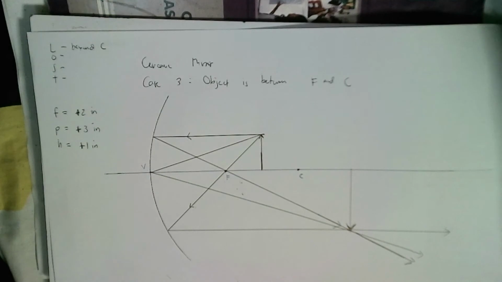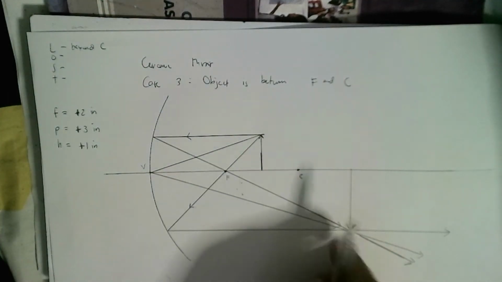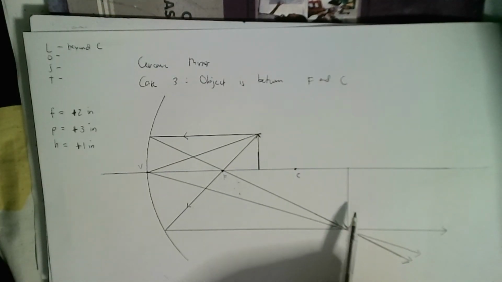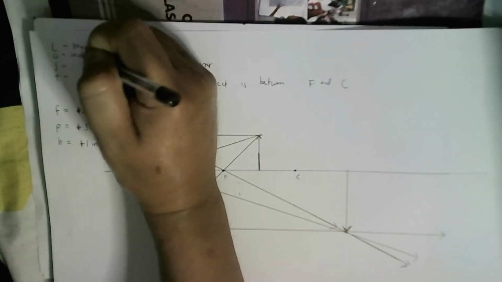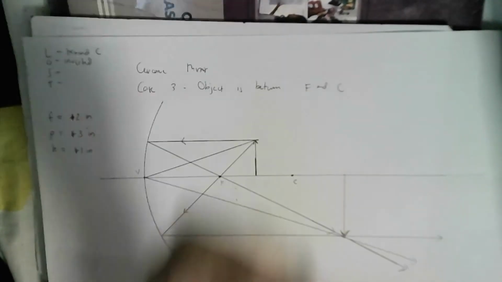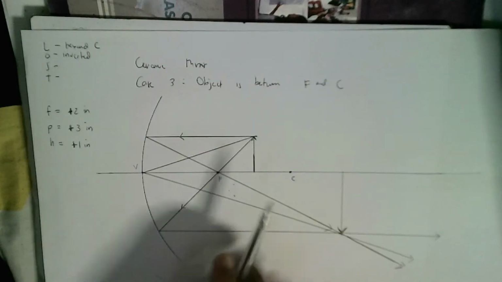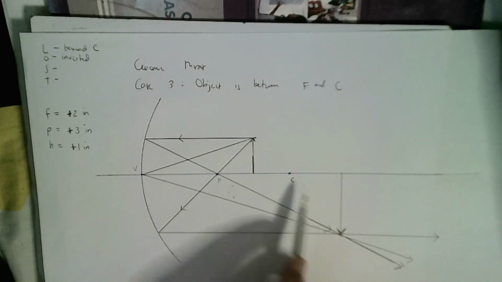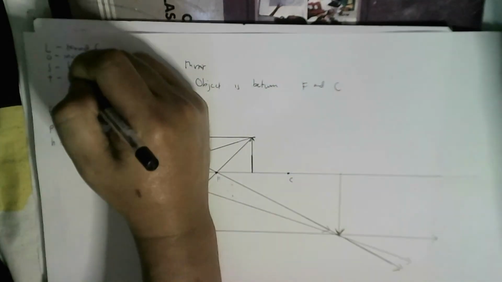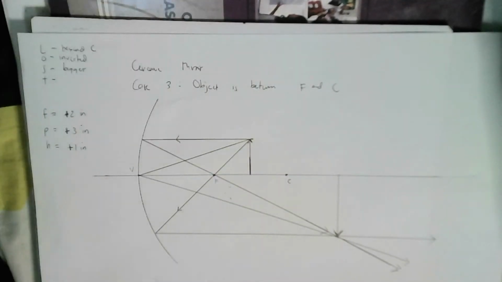Now, how about the orientation? Well, you can clearly see that this image here is inverted. So it is inverted. How about the size? Well, this is the object, that's the image. You can clearly see that the image is bigger. So it's bigger. Then how about the type?